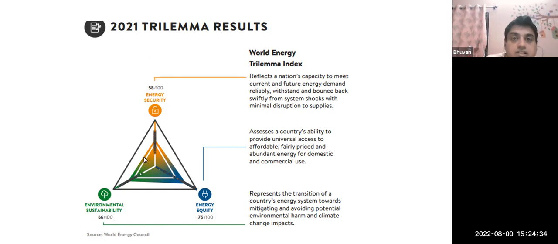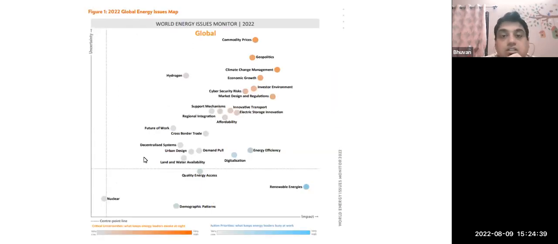Here we can see the global energy issues map, and it talks about the various problems related to the energy sector, which majorly include commodity prices. As we all know, commodity prices, especially of crude oil, are steeply rising, and that has pushed many countries to the brink of economic collapse. We have seen the case of Sri Lanka. A few days back, Bangladesh also reported a steep increase in the price of petroleum.